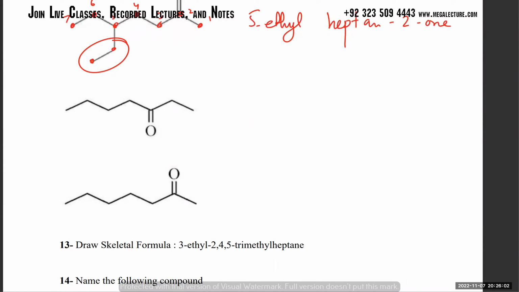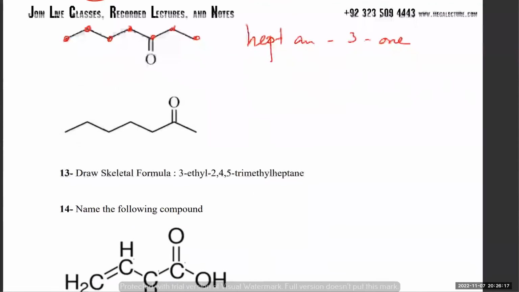Hept 3-on. 1, 2, 3, hept, 4, 5, 6, it's hept. Okay, so it's going to be hept-3-on. Finally, this is I think 2-on, right? Yes sir. Yep.